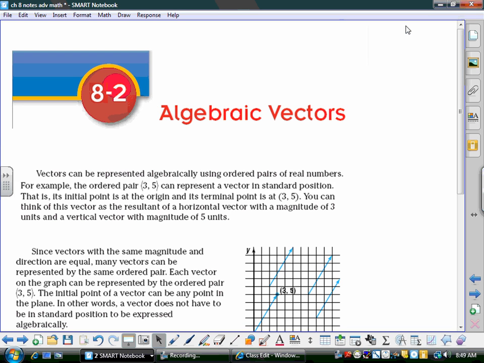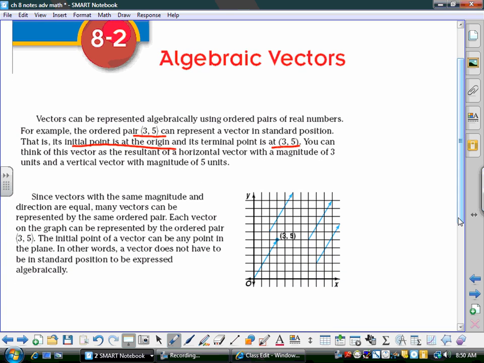In section 8.2, instead of drawing all of the vectors out, we're going to represent the vectors algebraically using an ordered pair. And we talked about this a little bit in the last section. The ordered pair 3, 5 is a vector in standard position, which means it starts at the origin and it ends at 3, 5. So basically it goes over 3, up 5.